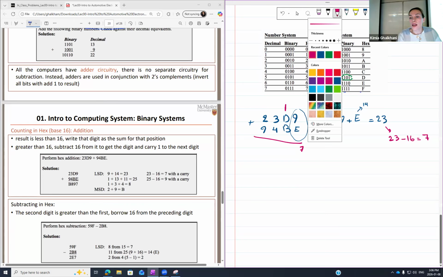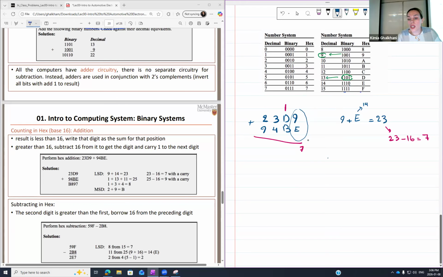Next, a carry means I have 1 in here now. So next step, I have a carry, which is 1. Then I have plus D. Then I have plus B. Figure out what is D. D is going to be 13. B is going to be 11. I add them up, it becomes 25. Again, 25 is greater than 16. What do I do? Somebody say it.